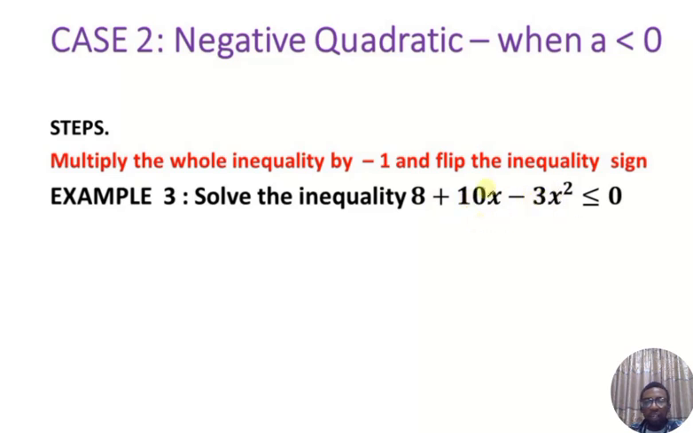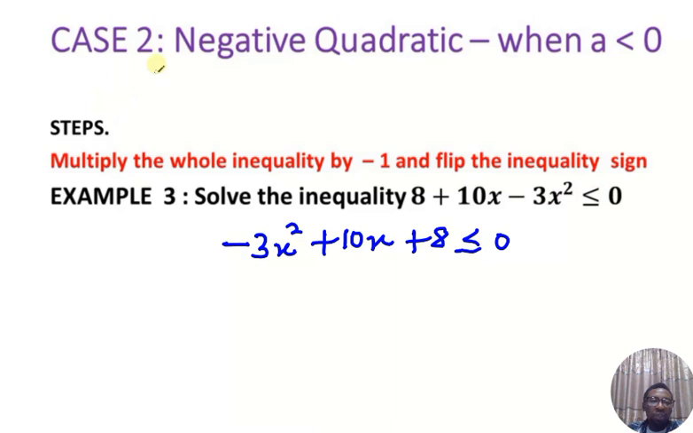If you rearrange this question, we have minus 3x squared plus 10x plus 8 less than or equal to 0. So you can observe here that our a is minus 3, which is less than 0. So that's why this is called a negative quadratic.